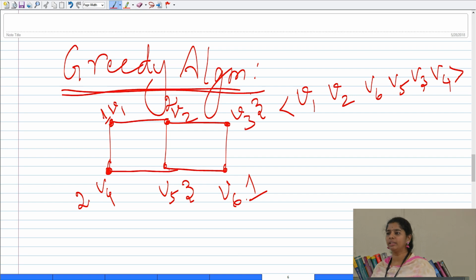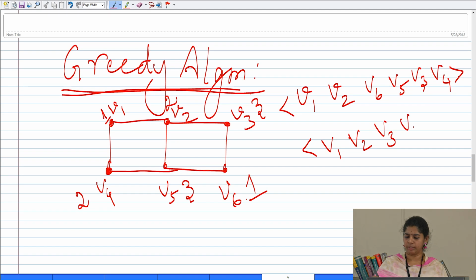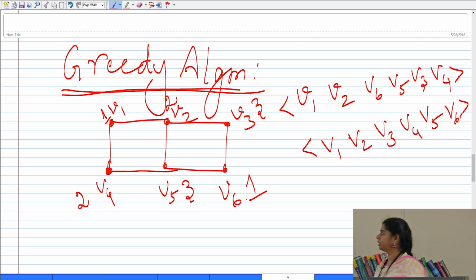One disadvantage of the greedy algorithm here is that it does not always give the optimum solution, because we have already seen that 2 colors are enough for this, right. For that, I can again look at the ordering and give you the usual sequential order. If I give V1, V2, V3, V4, V5, V6, this requires 2 colors, right. So I can just sequentially go about it.